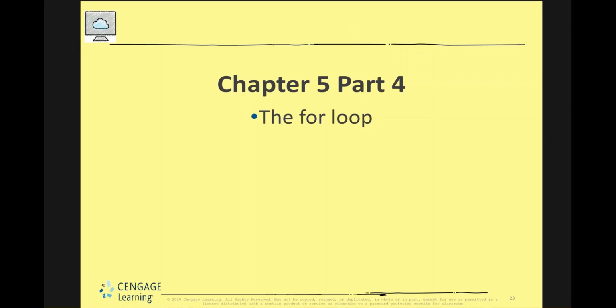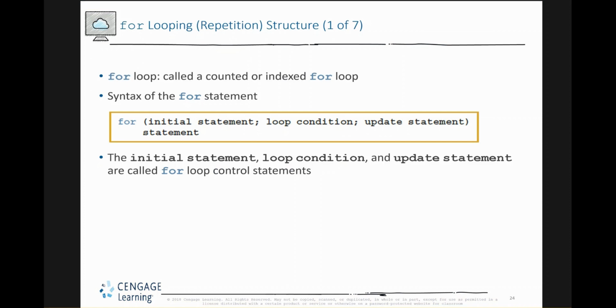You just finished learning about the while loop and all the various ways to control it. In this lesson, you will learn about a different loop structure. It's called the for loop. Let's go look at the details. Most forms of repetition can be managed with the while loop. However, the for looping structure is a specialized form of a while loop.